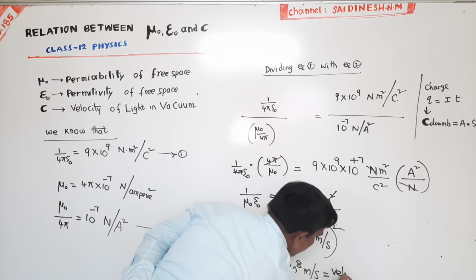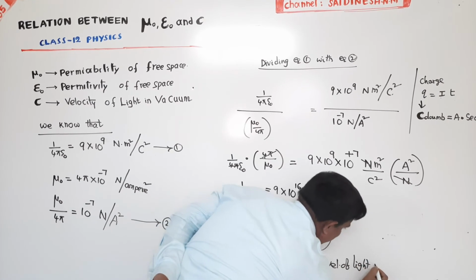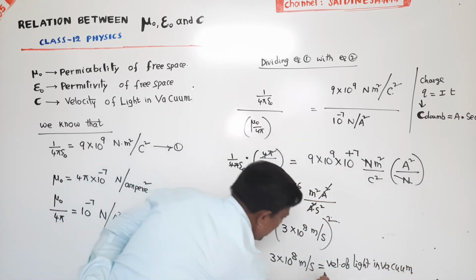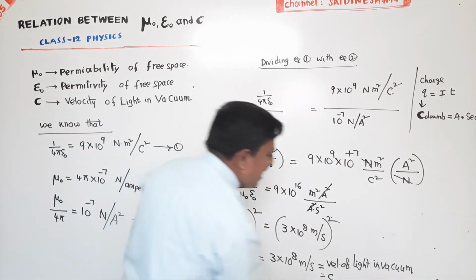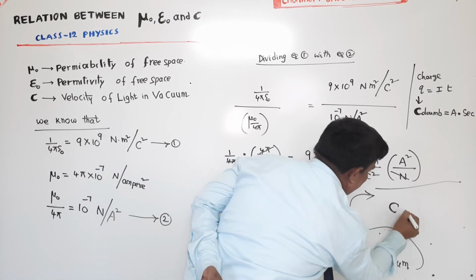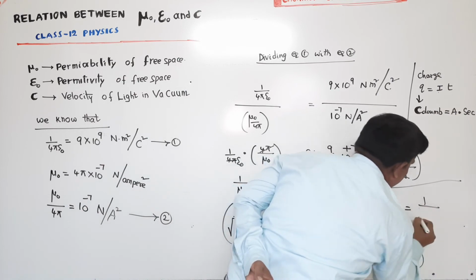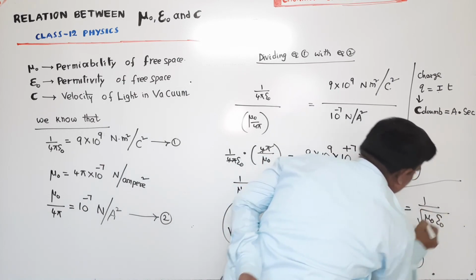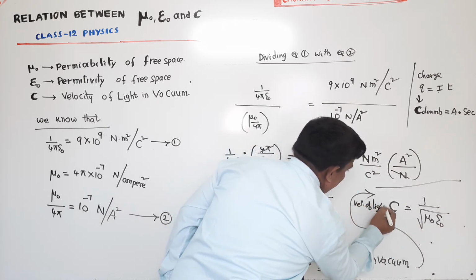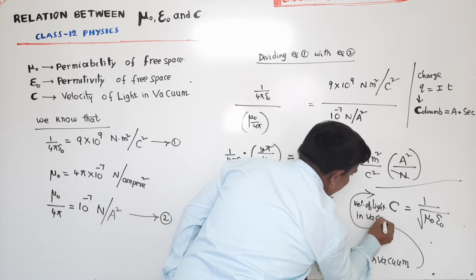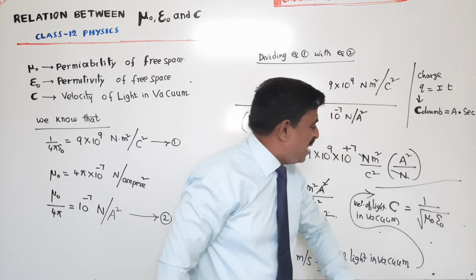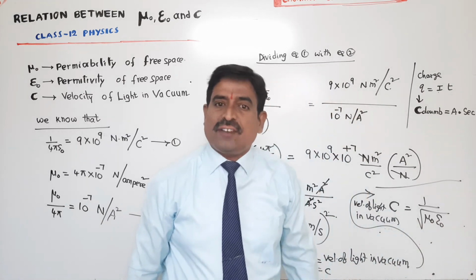It is nothing but the velocity of light in vacuum, that is represented by c. Finally we got c is equal to 1 by under root of mu naught epsilon naught, where c represents the velocity of light in vacuum. It is the relation between the velocity of light, the magnetic permeability of free space, and the electric permittivity of free space. Thank you.